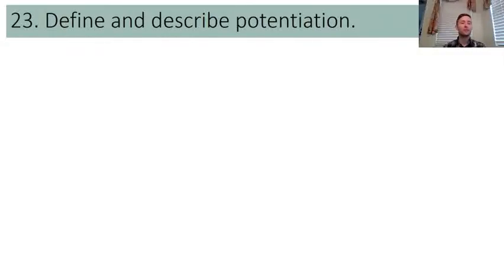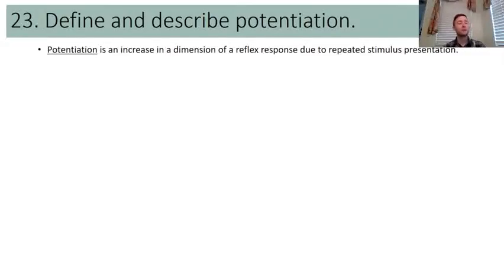Objective 23, define and describe potentiation. Now, potentiation is an increase in a dimension of a reflex response due to repeated stimulus presentation. So just like habituation, potentiation is a respondent process. Also like habituation, potentiation results from the repeated presentation of a single stimulus. Only one stimulus, but it's presented multiple times.